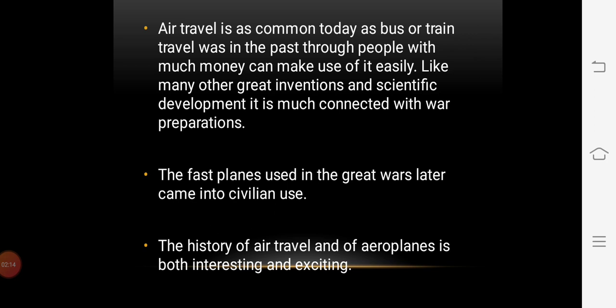As I told you in the first line, it is as common as bus or trains. The fast planes used in the Great Wars later came into civilian use. Civilians means common people. The history of air travel and of aeroplanes is both interesting and exciting. Now they are telling about the history of aeroplanes.